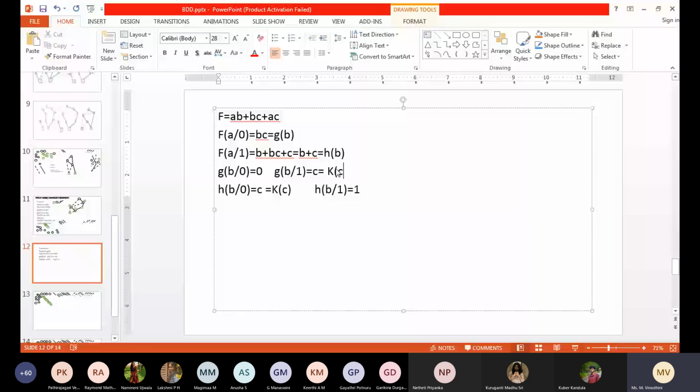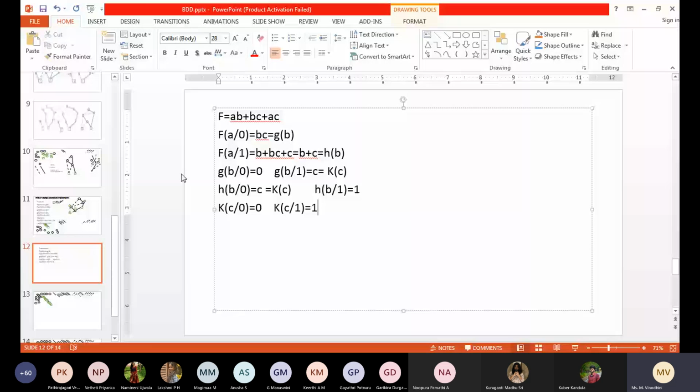Can I ask you one doubt? When H of B equals 1, it will be C, no? H of B is B plus C. When I substitute B as 1, 1 plus C is 1. Okay, ma'am. Now, K of C slash 0 is equal to 0. K of C slash 1 is equal to 1, because K of C is just C. When C is 0, it is 0. When C is 1, it is 1. So in the second level, we got K of C.